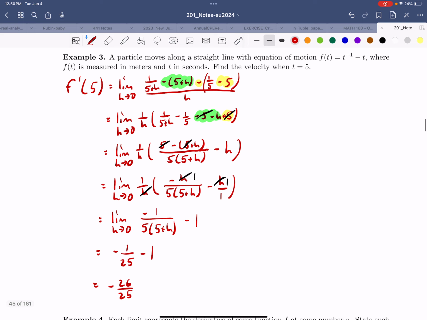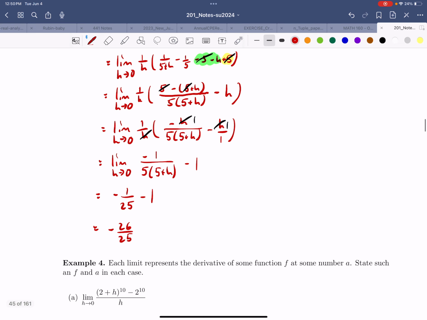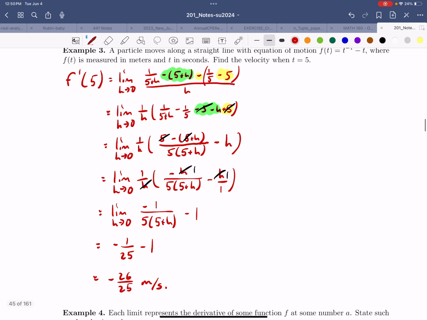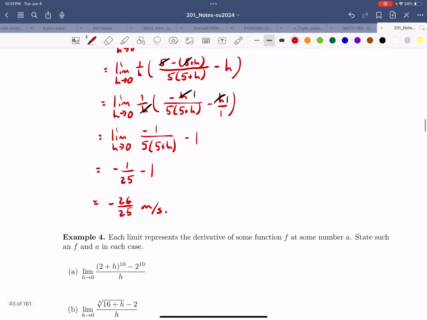And they did give us units, right? So it's meters per second, right? Meters per second, okay? So again, tougher than something I'd ask on a quiz or an exam just because of all the arithmetic that's involved, right? We had to do fractions and fractions and fractions. But I do hope that you can understand this, okay?